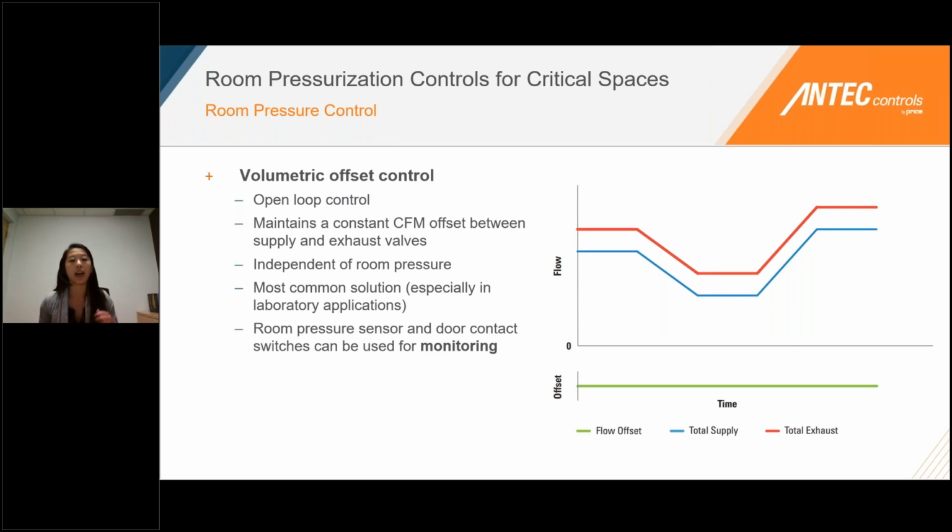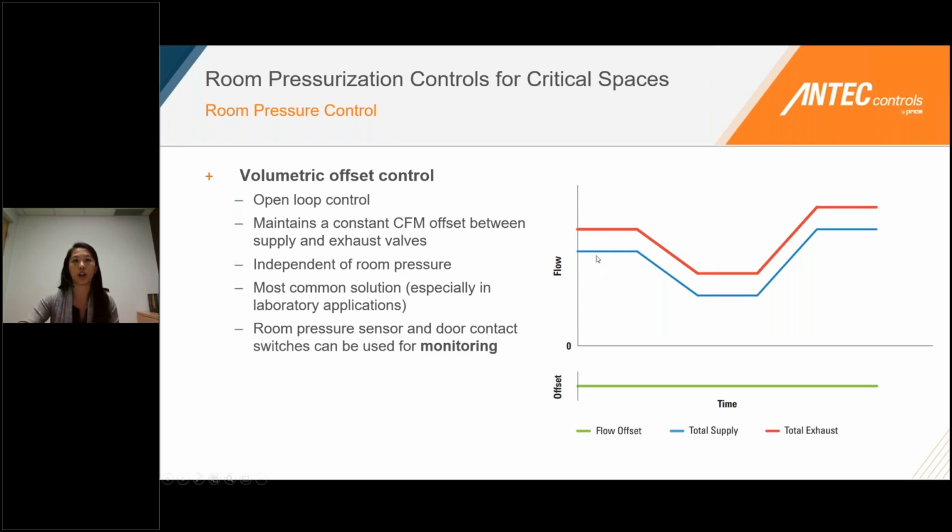So volumetric offset control, as you can see here, we are targeting a specific offset between the total supply entering the space and the total exhaust leaving the space. And what we're doing is we're looking at only the measured supply and the measured exhaust: supply, general exhaust, equipment, fume hoods, any sort of airflow coming into and out of the space. We are just targeting to make sure that the difference between the total supply and exhaust always remains the same.